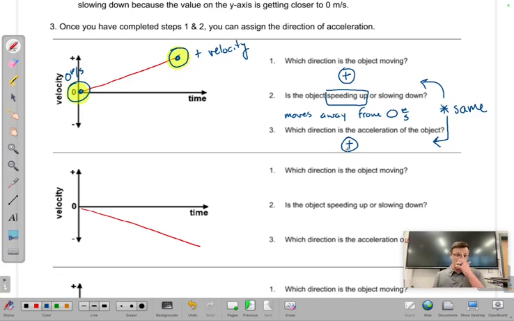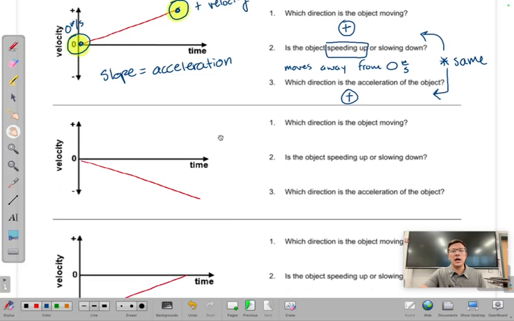One way to double check your work is the slope of the line. So this is the one thing where the slope does matter, okay? Slope equals acceleration on the velocity versus time graph. So if the slope is positive, we have a positive acceleration. If the slope is negative, we have a negative acceleration. It's that simple. We can use that to check our work. So we came up with positive by asking our questions, and then we look at the slope, and it is indeed positive. So that can kind of go back and forth as to how you determine that.